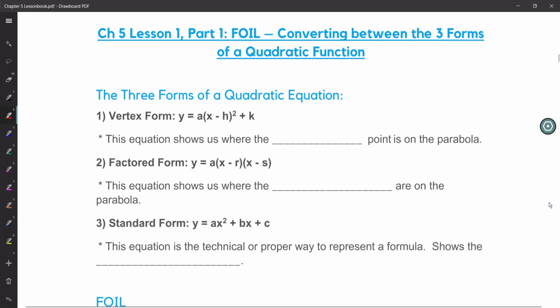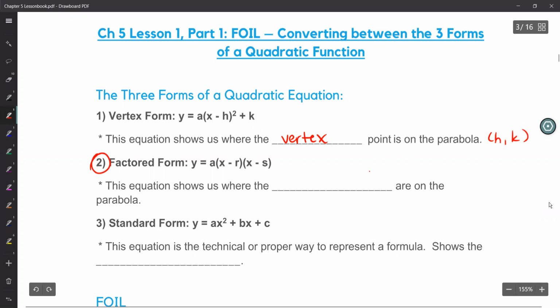So vertex form is titled accordingly. Vertex form is going to be the equation that shows us where the vertex point is on the parabola. So we know that the vertex is at the point (h, k) when we have our quadratic in this format. We can also see a couple other things, like (h, k) tells us about the shifts that happen, and a will also tell us whether the quadratic opens up or down, and if we have any vertical stretch or compression factor.